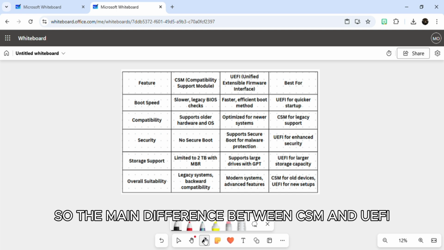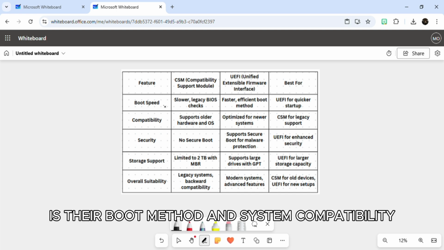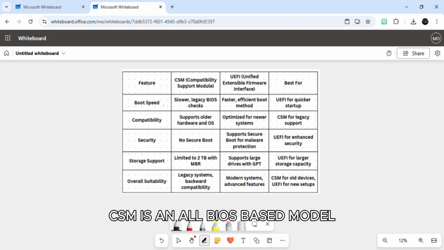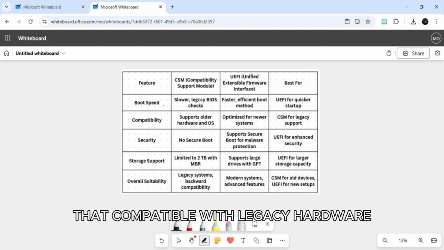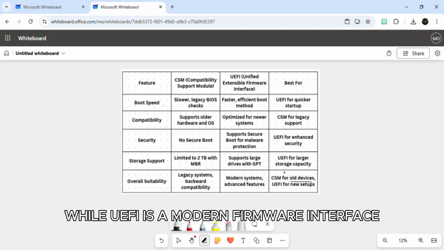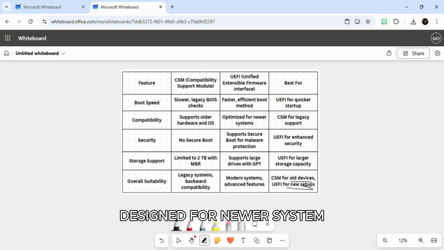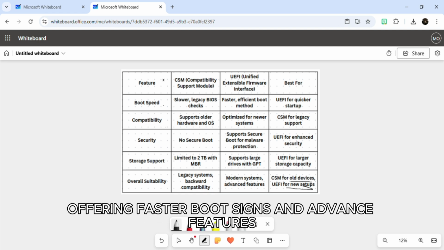So the main difference between CSM and UEFI is their boot method and system compatibility. CSM is an old BIOS-based model that is compatible with legacy hardware, while UEFI is a modern firmware interface designed for newer systems, offering faster boot times and advanced features.